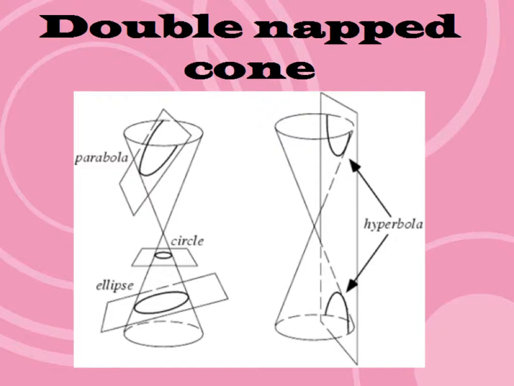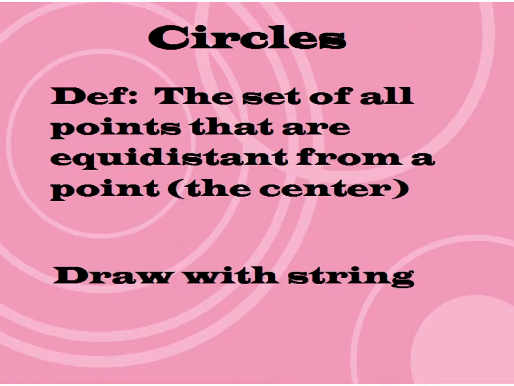Today we're going to do circles. And depending on who studied conic sections, they can be looked at geometrically like that cone. We also can look at them as a set of points, and circles are all the points that are equidistant from one particular point called the center.